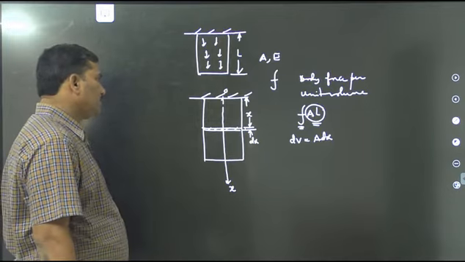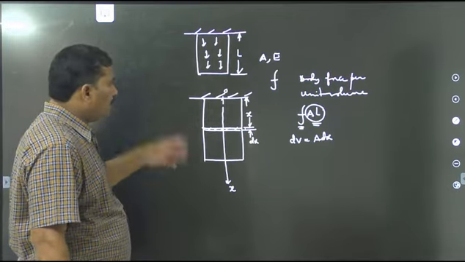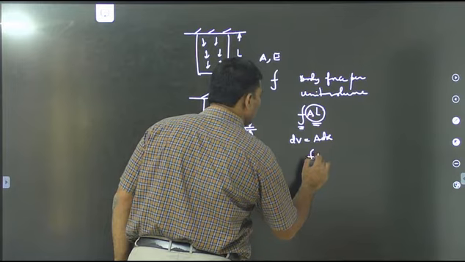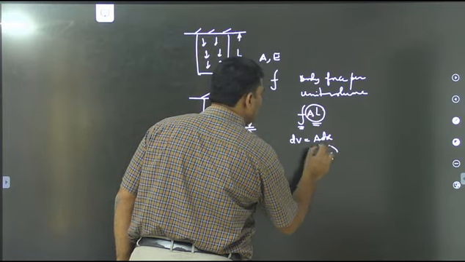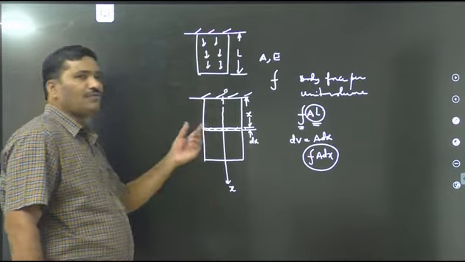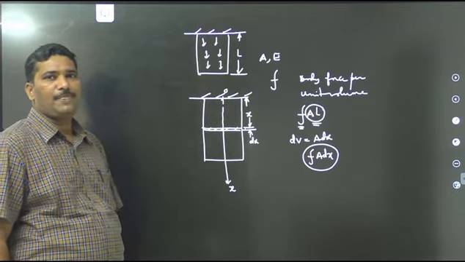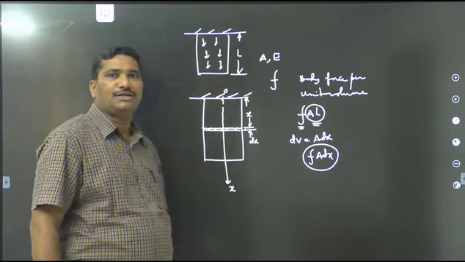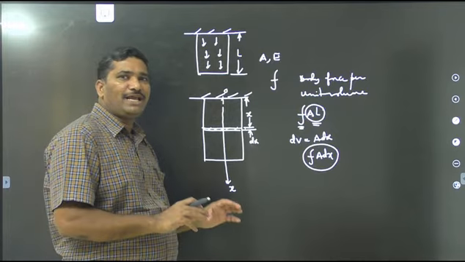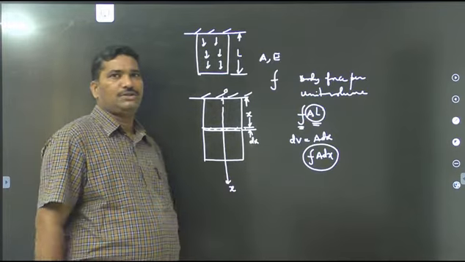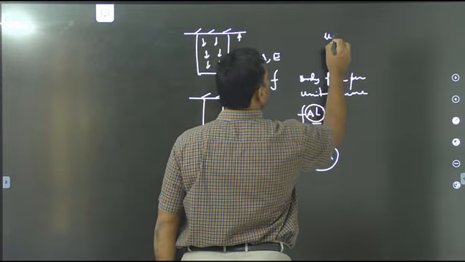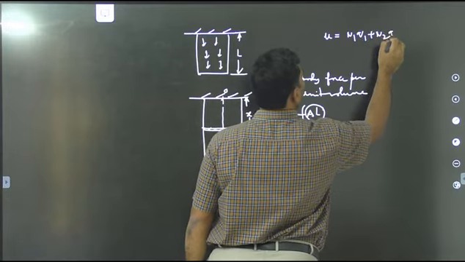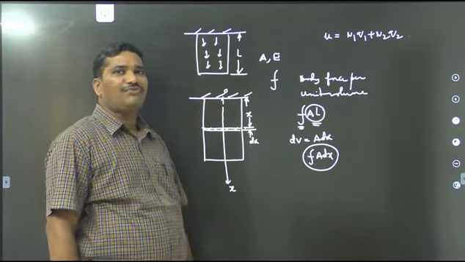Now, what is the body force of this infinitesimal element? It is simply F into A dx. F A dx is the body force of this infinitesimal element. Now, the work done by this body force is simply the displacement into the body force. We know that the displacement u equals N1 Q1 plus N2 Q2. What are N1 and N2? They are the shape functions.